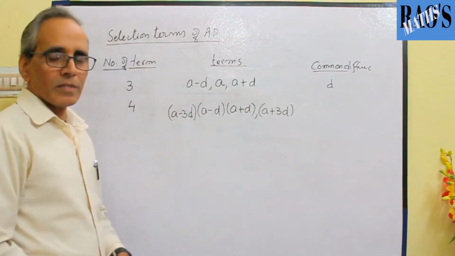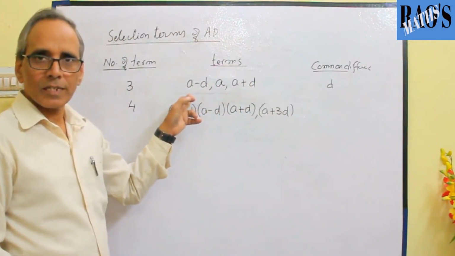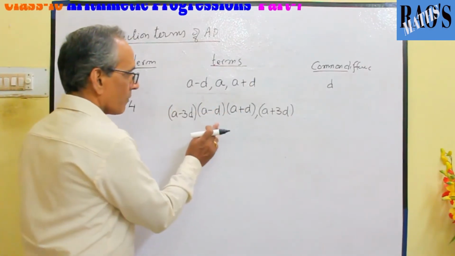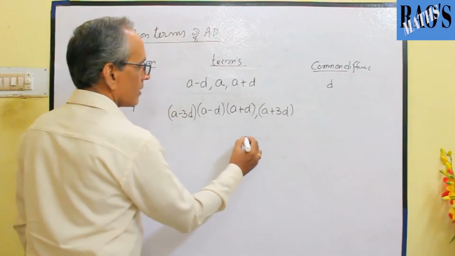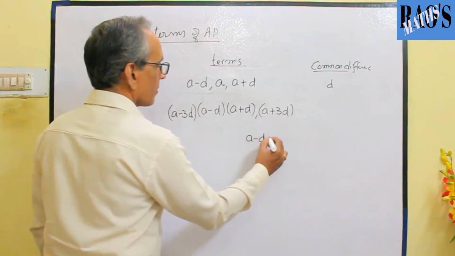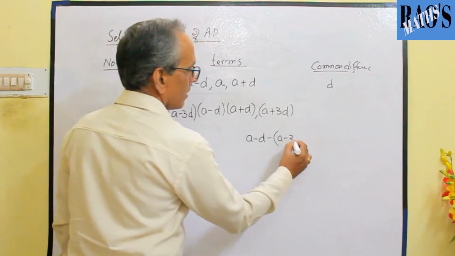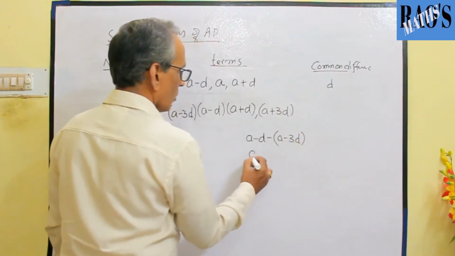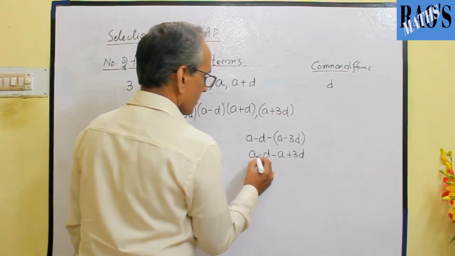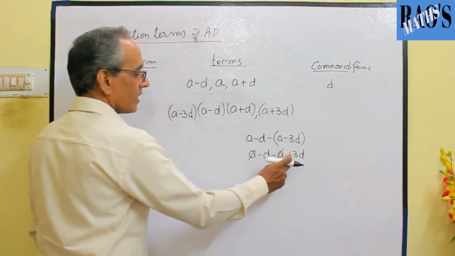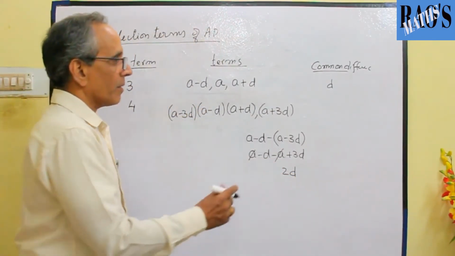Now what is the common difference in this series? Is the common difference D as in the case of 3 terms? Let's see. Let me find the difference of any two terms, A minus D minus (A minus 3D), which is A minus D minus A plus 3D, that is 2D. So when you define it so, the common difference is 2D.